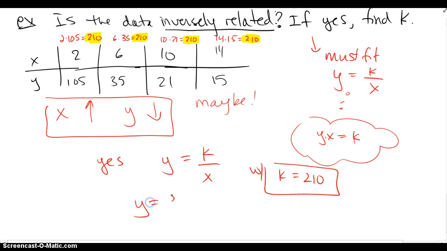So y equals 210 over x, and if I go check any of these, like let's say this one, 210 divided by 10 does give me 21, and it gets satisfied. So I got the equation and I got the constant of proportionality.